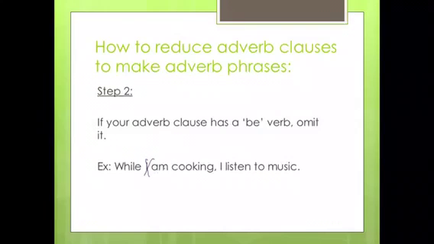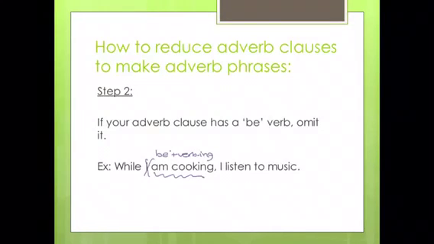Next thing we need to look at is, do I have a be verb? What I mean by that is any verb formation that has the verb to be as a helping verb. Looking at our verb in the adverb clause, I have the present progressive. And that means I do have be plus verb ing. So yes, I do have a be verb. Therefore, I need to omit it, get rid of it. That leaves me with, while cooking, I listen to music.